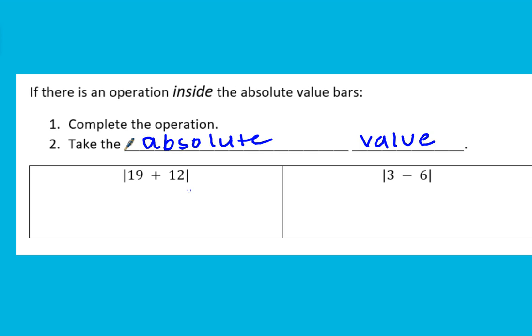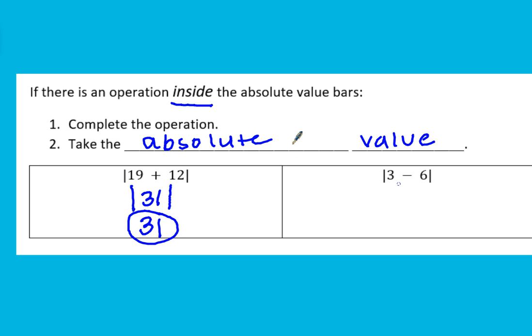Looking at this first example, we notice that we have the absolute value of 19 plus 12, and that's where the absolute value bars end. So that addition sign is inside the absolute value bars. So we first want to complete the operation. That's our step 1. 19 plus 12, we know that's 31, but we still need to take the absolute value of that. So that's our next step. Number 2 says take the absolute value, and we know that the absolute value of 31 would just be 31. So 31 is our final answer here.